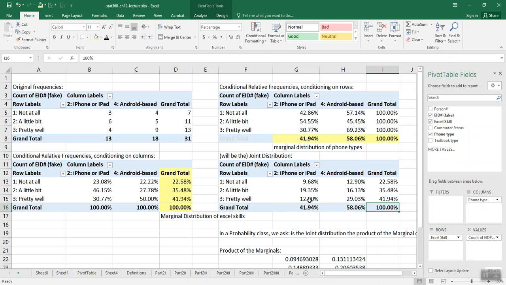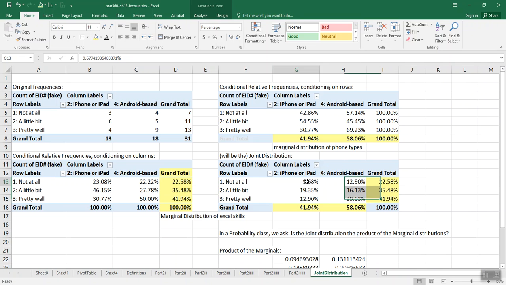And now we still get the marginal distribution on the side here, and we get this. These values are also the marginal distribution. I'm putting them in margarine color in case you didn't notice. But this 9.8%, for example, is the original 3 divided by 31. So that tells us what percent of the people who answered the survey use an iPhone or iPad and said that they have no Excel skills.